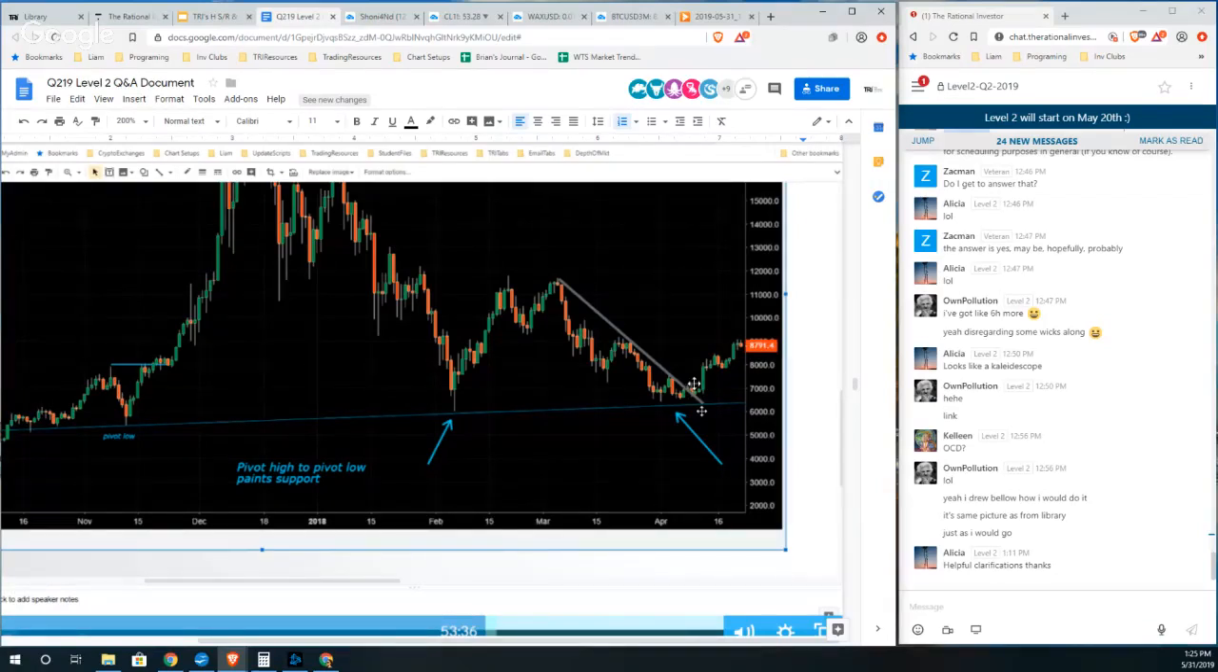I wouldn't have a problem taking that trade there and risking against these lows, understanding that we're on the other side of this trend line. And we have a whole bunch of tags.